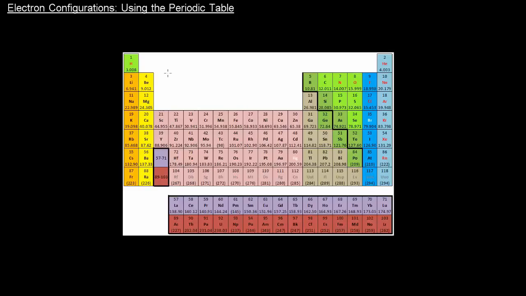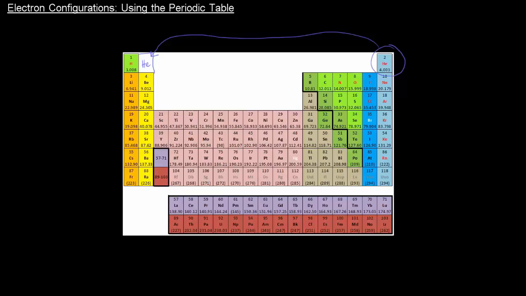Okay, so some of you may already be somewhat aware of what's going on with this, but you can use the periodic table to help you figure out what's going on with electron configurations. In fact, we can split the table up into blocks that really help us. The first thing we have to do is imagine helium being right over here in this little space. Once we imagine that, it's actually pretty easy.